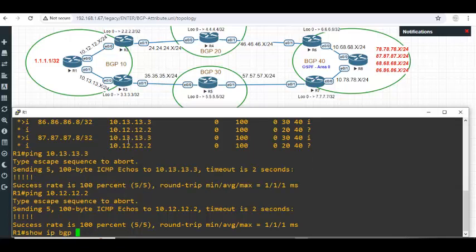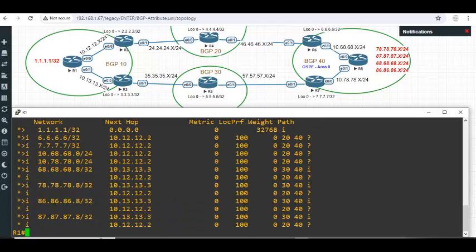Now, to reach the 68 network, which is on R8, you see, R8, autonomous system 40. From autonomous system 40, it is sent to autonomous system 30, which is here, router 5. From router 5, it came to router 3, and in router 3, because we said next hop self, router 3 address is now given to router 1. This is a reachable next hop.